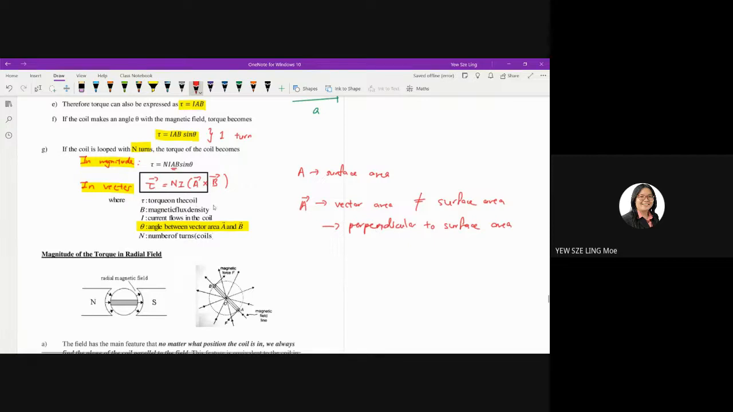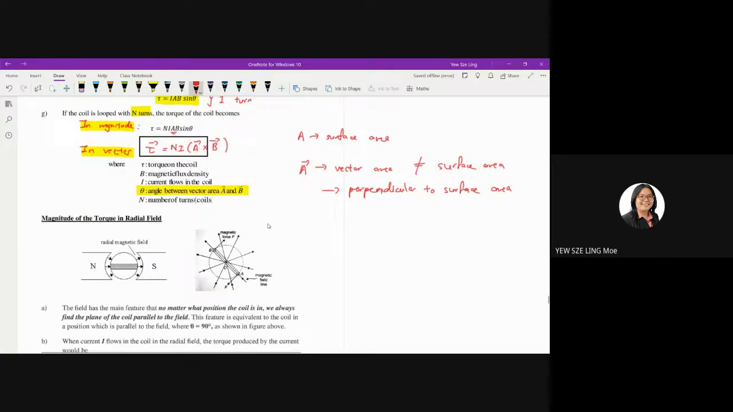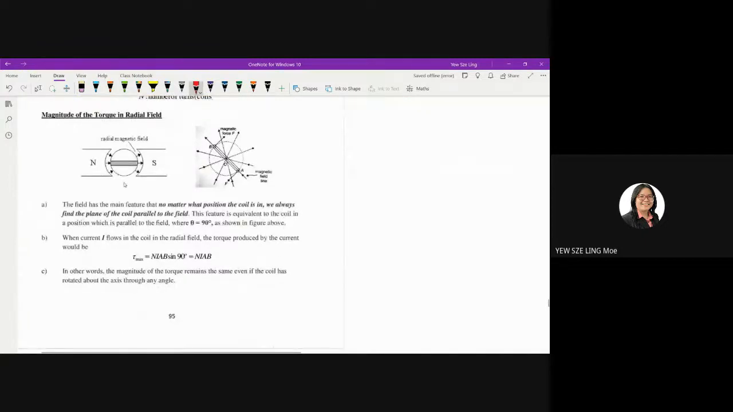So that is what happens in torque. Now, the magnitude of torque in a radial field. Radial field means that the field is curved, it's a circle. So radial magnetic field, where can you usually find it? You'll find it in your galvanometer. In a galvanometer, you will have two pieces of magnet as shown in the diagram. It looks exactly like this, your galvanometer.